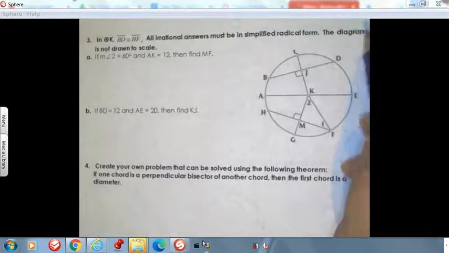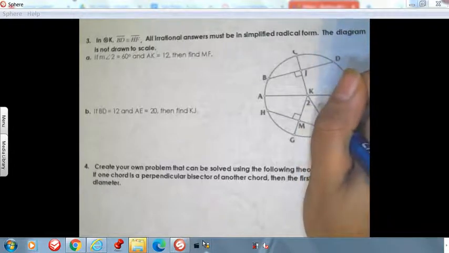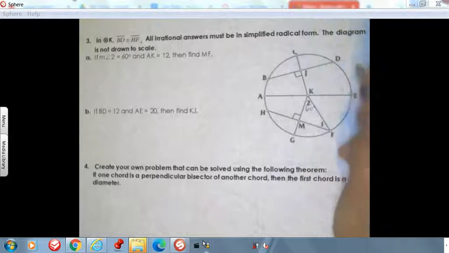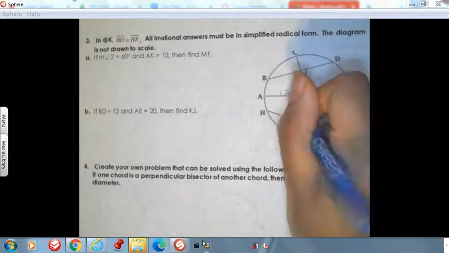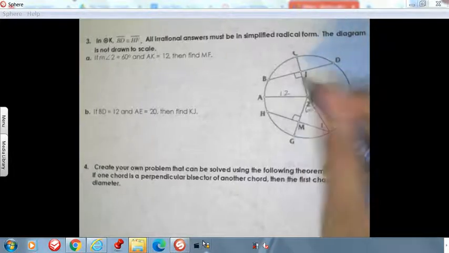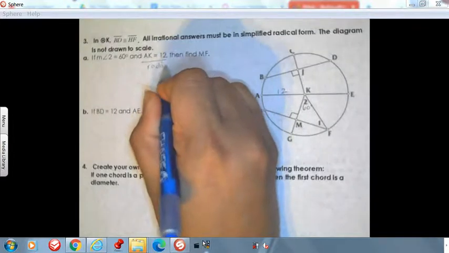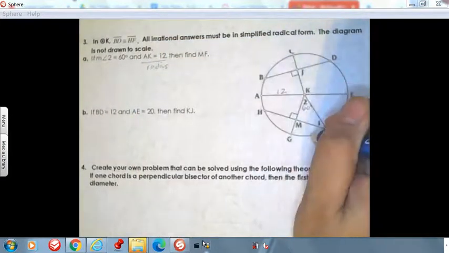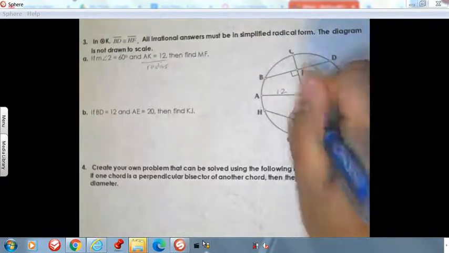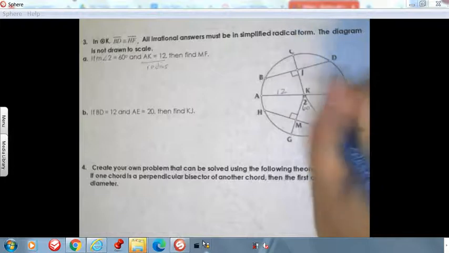Some of the measurements we know here: the measure of angle 2 is 60 degrees, and AK, this measurement here, is 12, and it wants us to find MK. So a couple of things that we know now. If AK is 12, that's the radius, so all the radii in this diagram are going to be 12. And I know the 60-degree angle there. Another radius in this diagram would be FK, and this would also be 12.